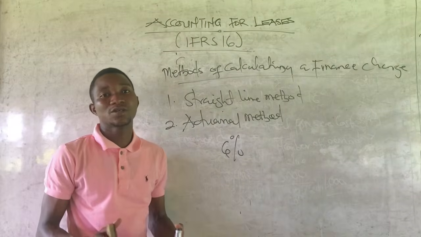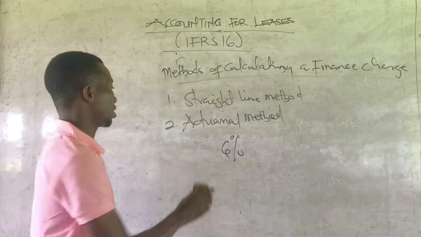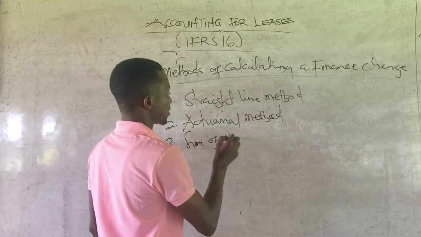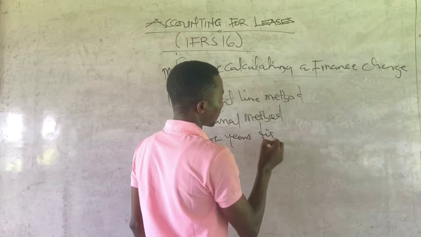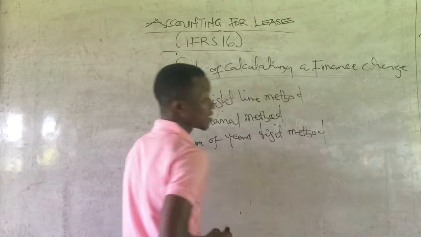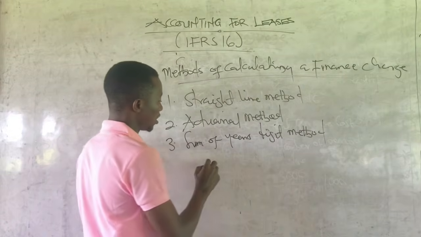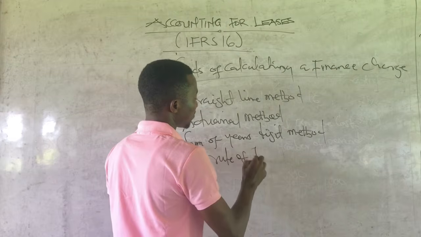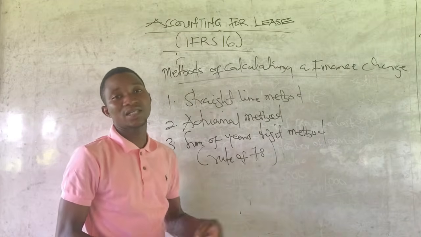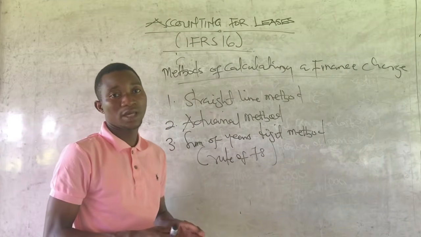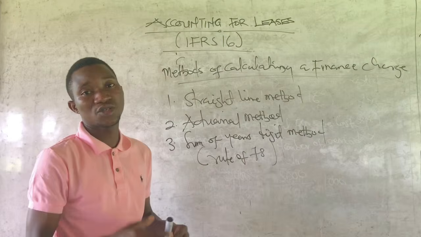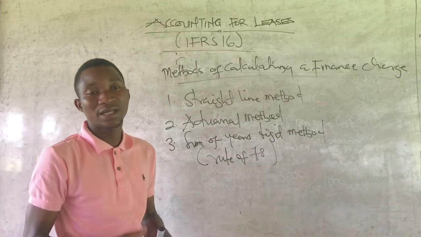And the third method I would like to talk about is the sum of years digit method. This method is widely called the rule of 78. Under this model, the digits are rearranged in reverse order, with the intention that a higher finance charge is attributed to the first period, where the outstanding liability is high.